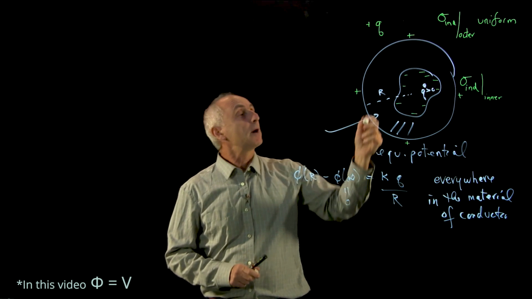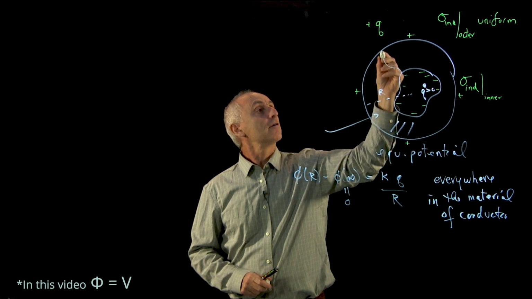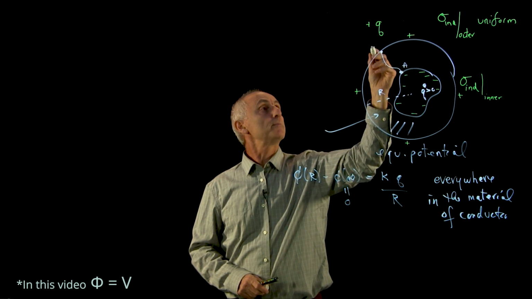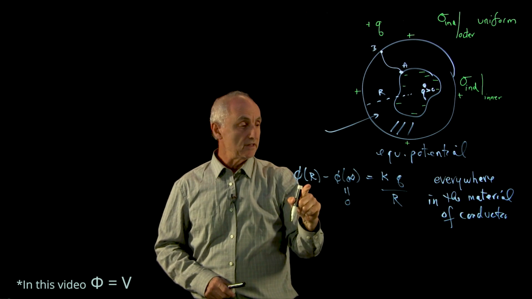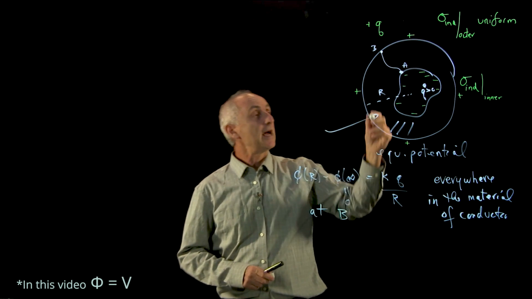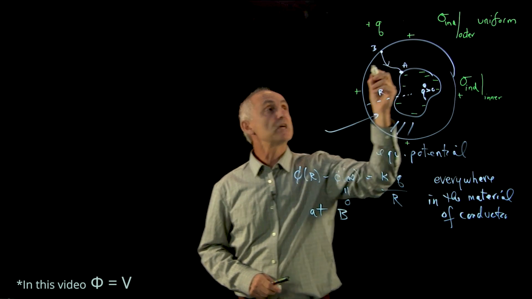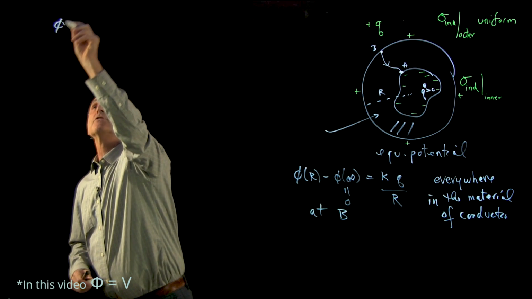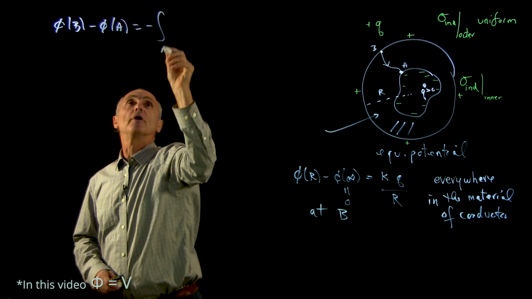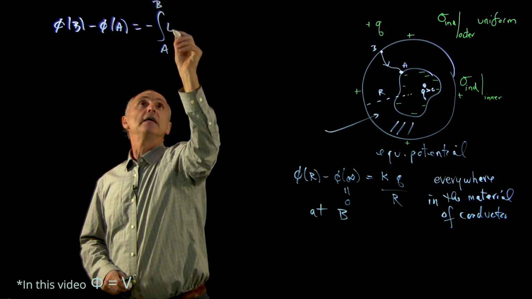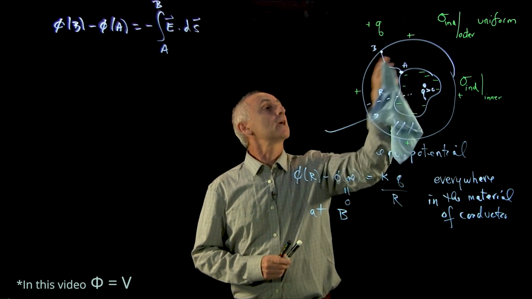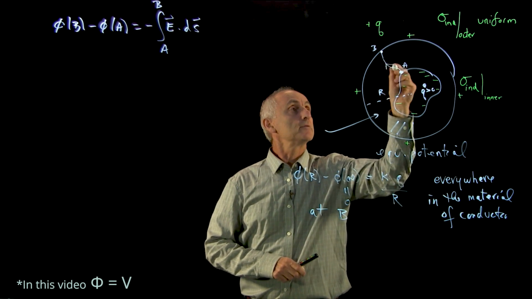Let's explore that by considering a path from the inner to the outer. We'll call this point A, and this point B is on the outer surface. And we know this is the potential at B on the outer, anywhere on the outer surface. And if we were to calculate the potential difference, recall that the difference between B and A is the integral from A to B of E dot ds. And here, let's just indicate that we're going from A to B.